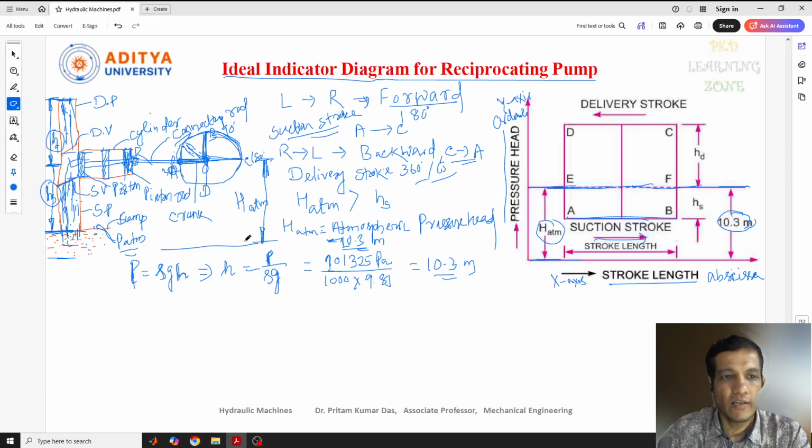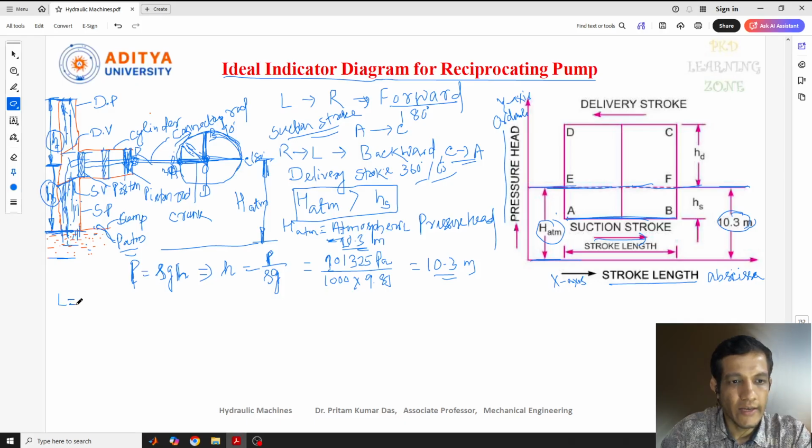Now you can see, as I told you, H_atm is greater than H_s. H_s is the suction head. Obviously, the suction head value will be less than the atmospheric pressure head, as the pressure of the atmosphere is more than the suction head. Now again, in the suction stroke, the pressure head will be constant. Before explaining, a few terminologies also need to be considered here. I'll write that, then we'll go for the explanation again.